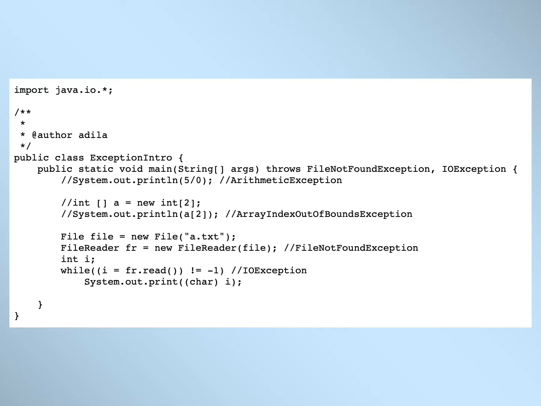For example, I have put this code on your online learning as well, so you can try and run it. Say that we have system.out.println 5 divide by 0. Because we are dividing by 0, it will give us an arithmetic exception. For the array part, say that we have int a equal to new int 2. When the length is 2, we can only have the index of 0 and also 1. So if we try to do system.out.println a2, we will get an array index out of bound exception.